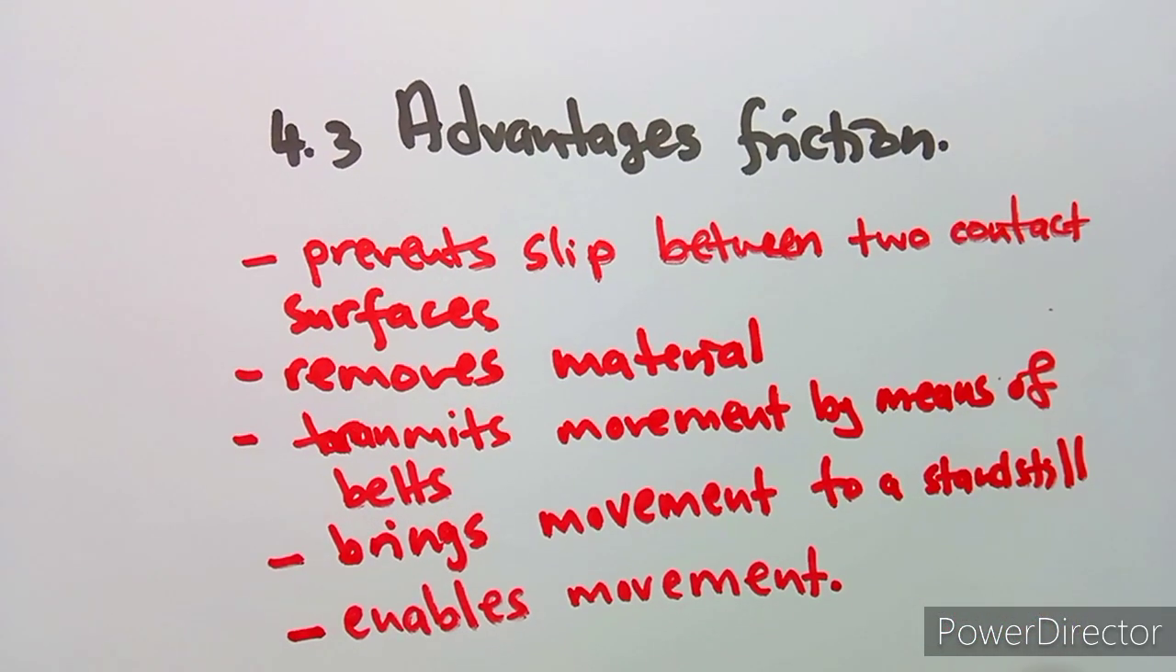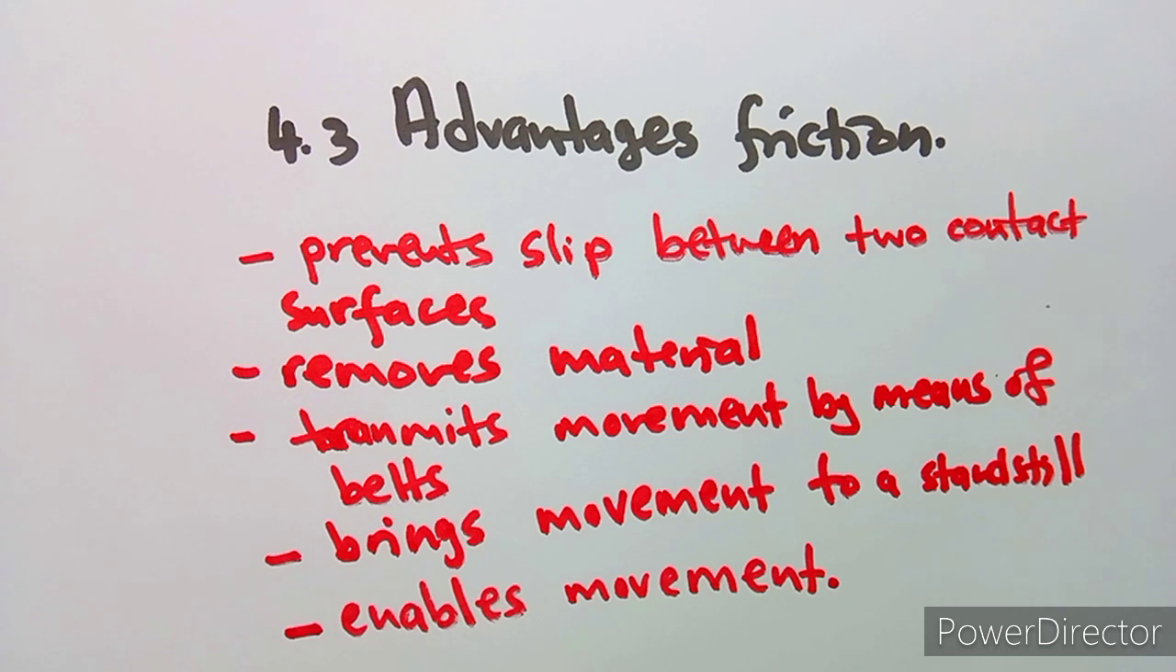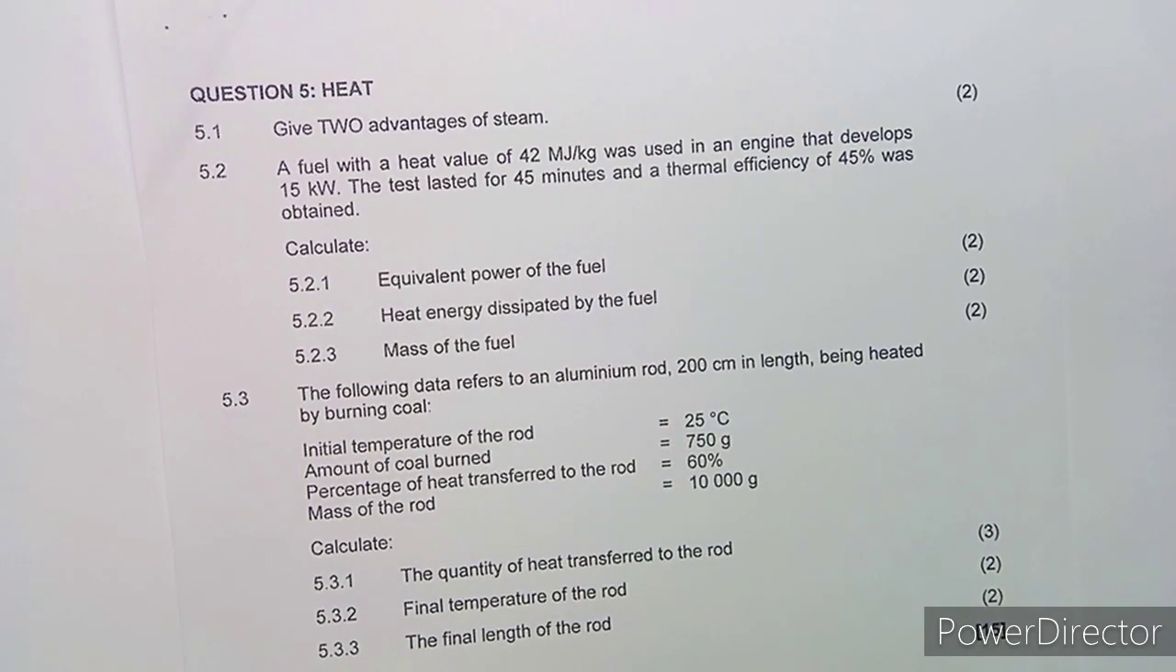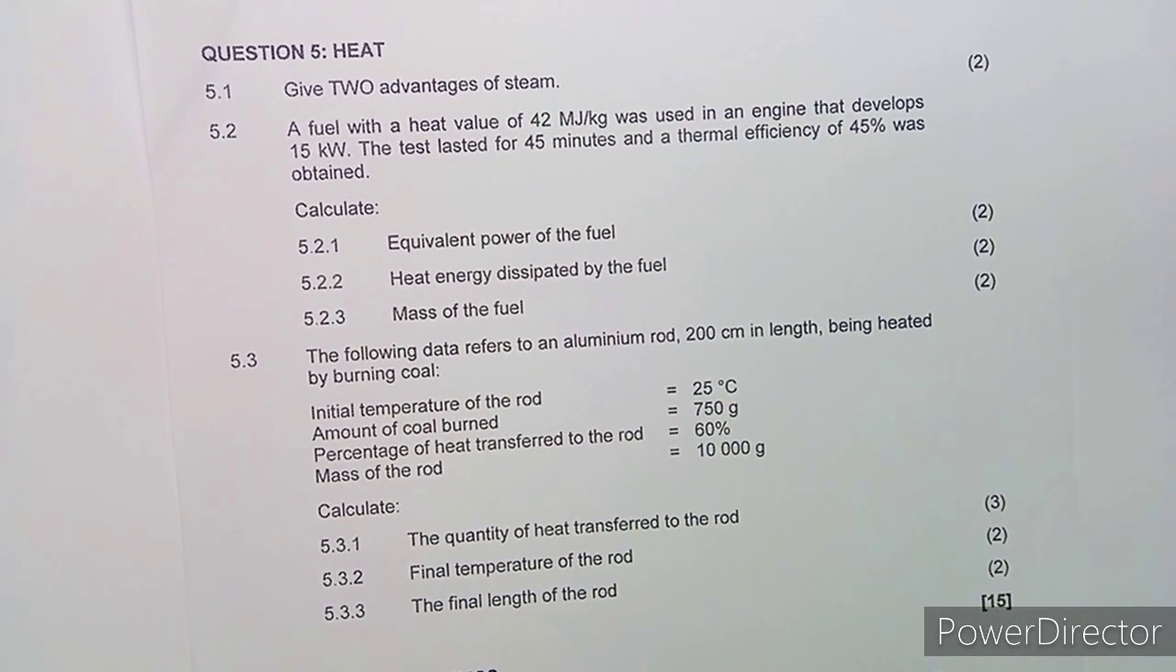So there are so many ways that we can use to prevent slip between contact surfaces, to remove materials, to transmit movement by means of belts, to bring movement to a standstill, to enable movement. So there are so many ways that we can work. Yes, we've got a lot of disadvantages when it comes to friction, but we still have advantages. So you just need to work out how the number of advantages versus disadvantages is the one that is most important.